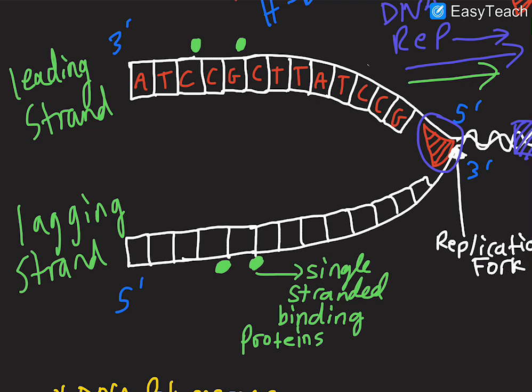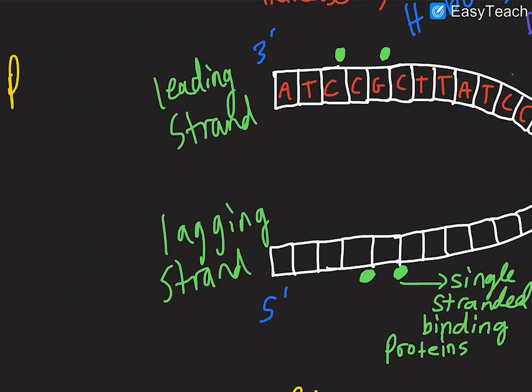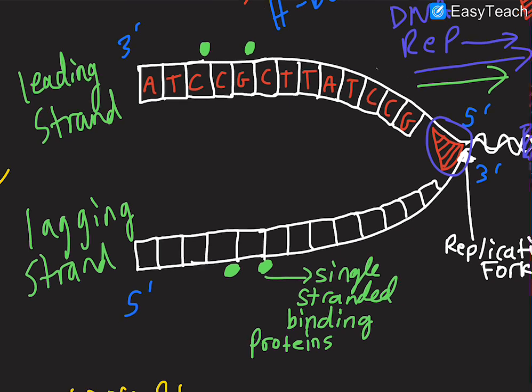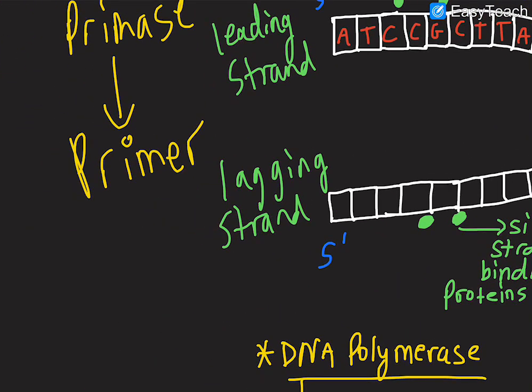So let's say first we need a primer, okay? Now who's gonna provide us that primer? That enzyme that's going to provide us with the primer is called primase, okay? So this is going to provide us with the RNA primer. All right? And so one thing we should know is that in DNA replication, usually what's happening is we're forming our nucleotides from the 5' direction to the 3' direction.